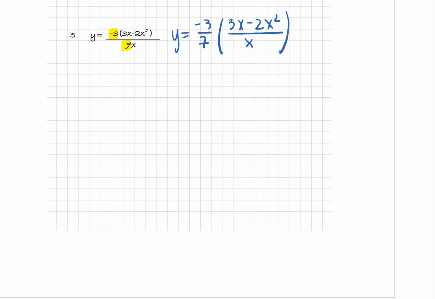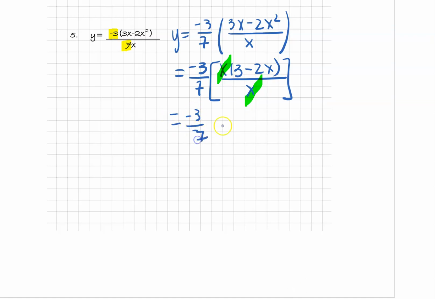But when I get here, I notice that there's quite a bit of similarities there, and I can actually clean this up a little bit more so that maybe I don't always have to execute a quotient rule, because I could do my algebra first. I notice that in the top portion of this grouping, I could factor an x out, so it gives me 3 minus 2x all over x. And once I'm able to factor that x, I can cancel it. So my new function would be -3/7 times 3 minus 2x.